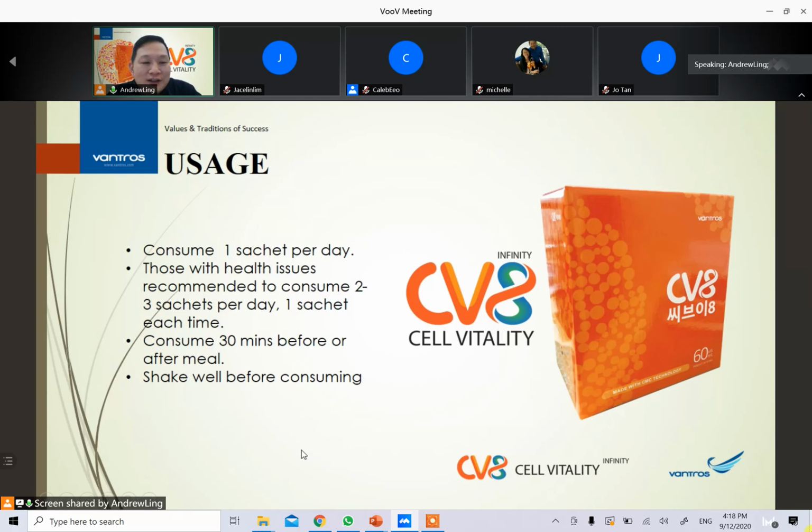And of course, how do you consume it? Actually, for a normal, healthy person, you just have to consume 1 pouch per day. But for those people who have more serious health issues, I would recommend you consume at least 2 to 3 pouches per day, 1 pouch each time, okay? And it's best to consume it 30 minutes before or after a meal. It's up to you. But before you consume it, make sure you shake it well. Shake it first, okay?